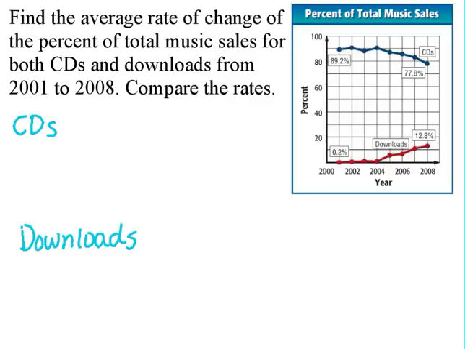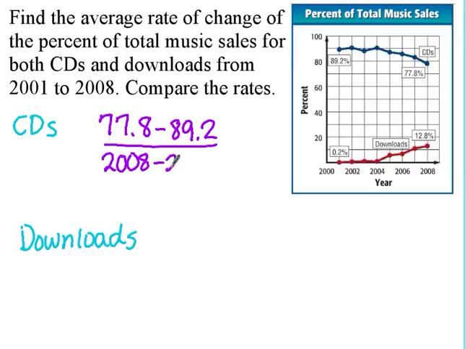89.2%, and then I go to 77.8. So I'm going to take 77.8 minus 89.2. Now the question is, what do you divide by? Well, I go from 2008 to 2001. Okay, so those are the values that you use. And so I need somebody to go ahead and calculate that. Why do you use 2008 to 2001? Because 77.8 correlates to that. What do you get? Negative 1.628. Somebody else get that?